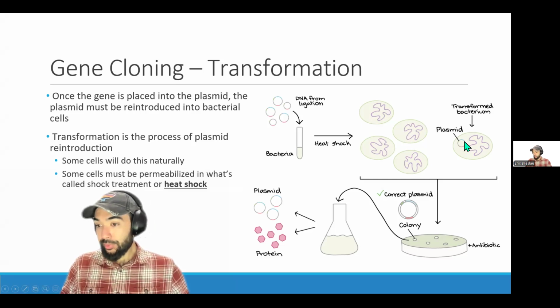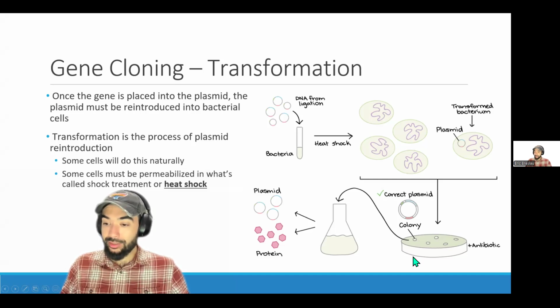Once they take it up, then we go to the next step where we take our sample and we plate it, and then we allow it to grow. We identify any colonies that have properly taken up the plasmid, take that sample to isolate it, and grow it in a new broth to make our product.